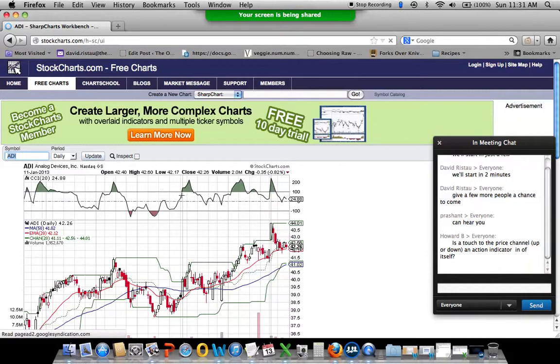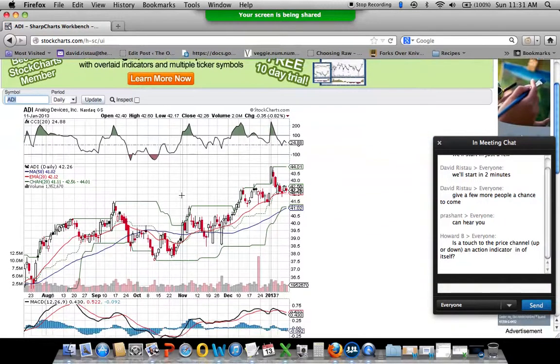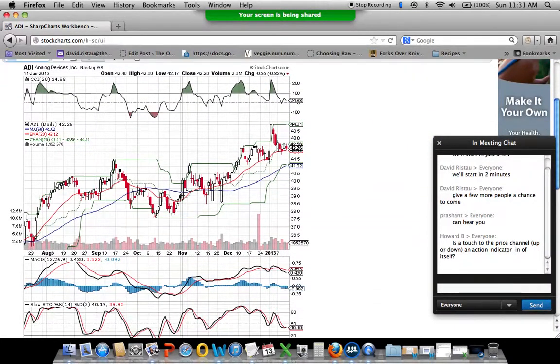So okay, ADI, here is one that looks fairly good for a short swing. What we've got here is the CCI just above 0, but definitely in a downward movement. You've got the 20-day moving average here as support at 42.12. We're at 42.26 right now.